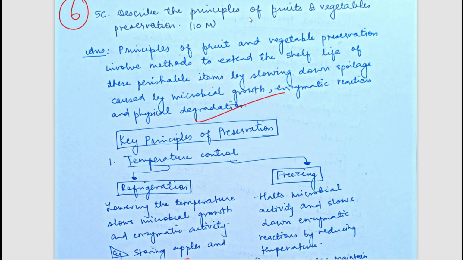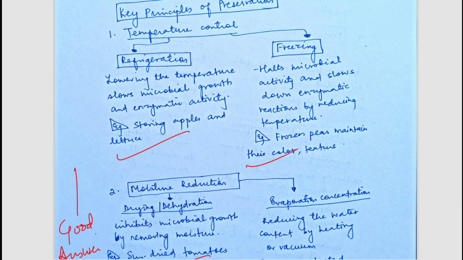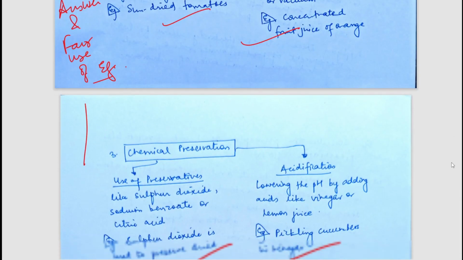The next question is, describe the principles of fruits and vegetables preservation. So the first important principle obviously is temperature control, which can be done through refrigeration and freezing. Moisture reduction is important: drying, dehydration, evaporation, concentration. All these things are done for moisture reduction because with a high amount of moisture there will be high chances of fungal diseases and pest attacks. So these things need to be avoided.